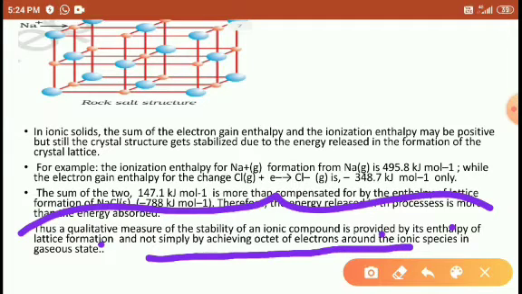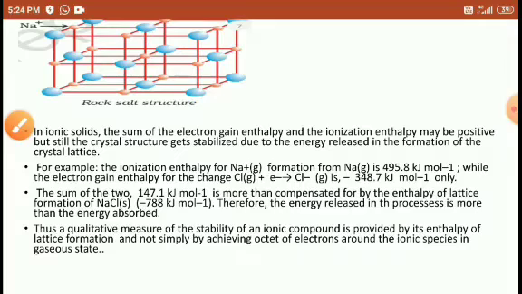not simply by achieving the octet around the ion species in the gaseous state. So this is one of the important points. It provides the information through its enthalpy of lattice formation. How does the enthalpy of lattice formation arise?